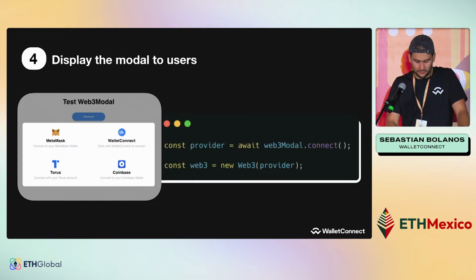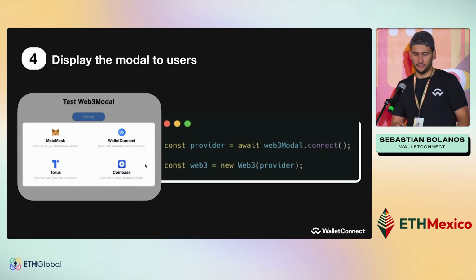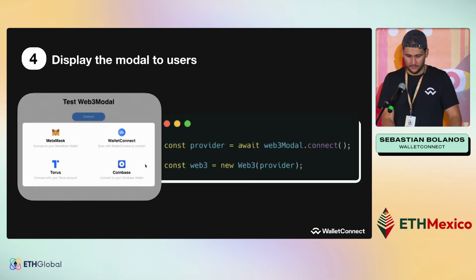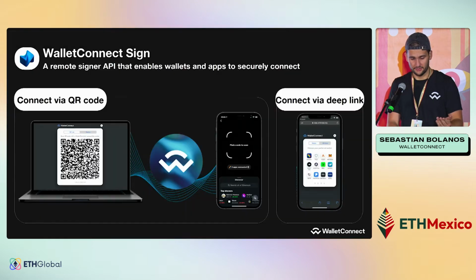Anyways, once you have the Web3 model initiated, you can do the .connect, and this will allow the user, once they click on the connect button, it will display these four options, and then you can just select the WalletConnect option. That will display a QR code that you can just scan with the wallet.